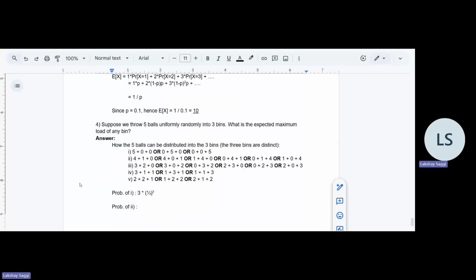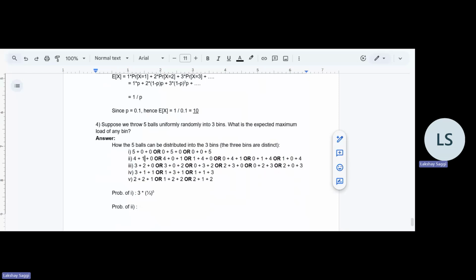What does the second case look like? So in the second case, 4 balls are going into one bin, and the fifth ball is going into some other bin, right? So what's the probability that this happens?